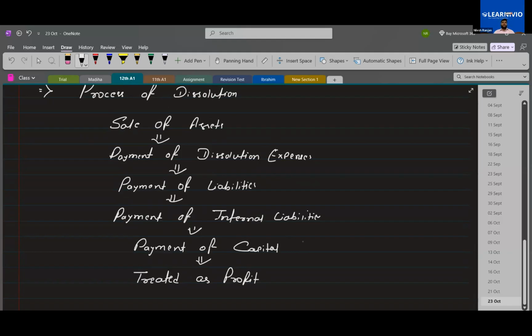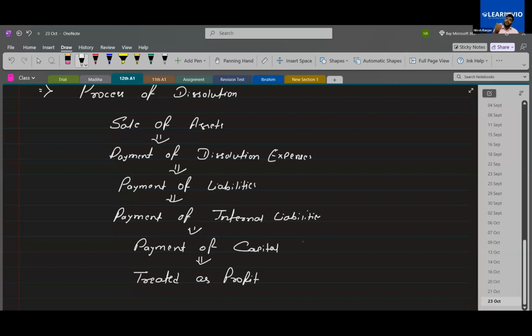After the sale of assets, if we go into the dissolution process, there will be different types of expenses. So we have to pay all those expenses, payment of dissolution expenses. After that there is payment of liabilities. Payment of liabilities means payment of salary, payment of rent, or anything that is due on the company, we have to pay. After that, payment of internal liabilities.